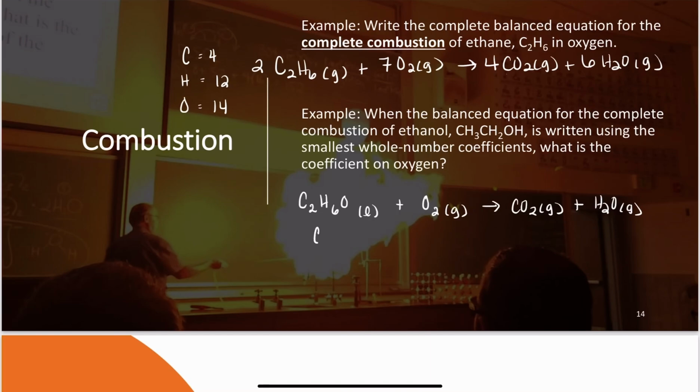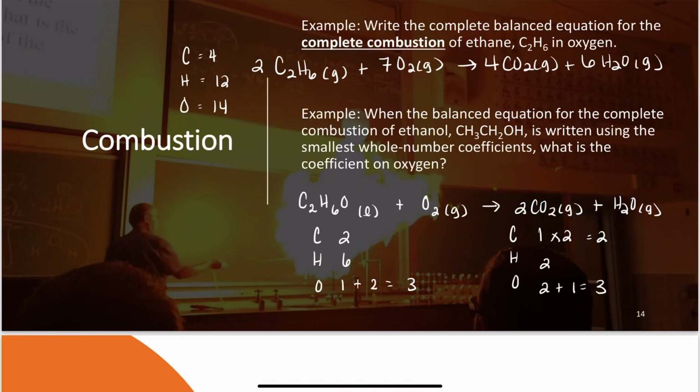Now I'm going to count up what I have: my carbons, my hydrogens, my oxygens. Reactant side, I have 2 carbon, 6 hydrogen, and 1 plus 2, or 3 oxygen. Product side, 1 carbon, 2 hydrogens, 2 plus 1, or 3 oxygens. I'm going to balance my carbons first, so times 2 here gives me 2 carbons on this side.